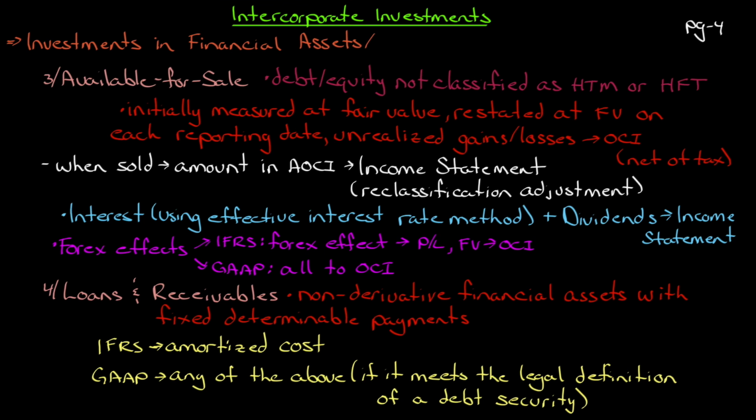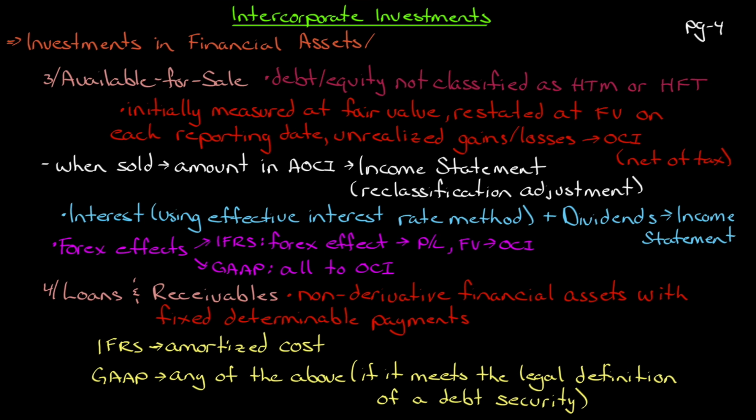Interest plus dividends, they go to the income statement, and the interest, of course, is calculated using the effective interest rate method. If there are Forex effects, by Forex we mean I'm a Canadian company. Let's say that I have some debt securities in my available for sale category, and I list them at fair value. But the currency also has an effect on the value. For IFRS, it says you must separate the change in fair value from the Forex effect. The Forex effect goes right to P&L. The change in fair value, of course, stays at OCI. For GAAP, it just all goes to OCI. It doesn't make a big deal about separating out the Forex effect.